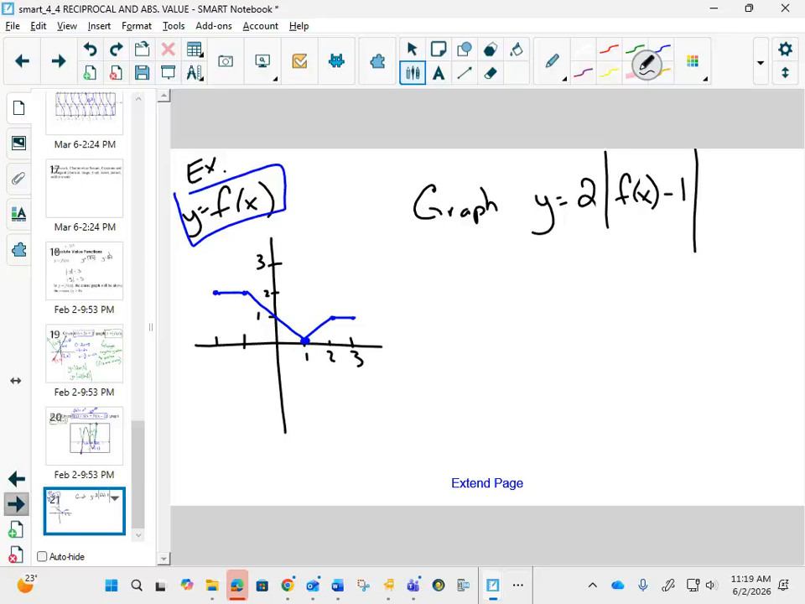So what am I doing? I'm combining transformations and the absolute value function together. How do we think about this? This 2 is outside of the absolute value. That is going to be a vertical stretch. I'm going to vertical stretch whatever this is, but I don't know what it is yet.